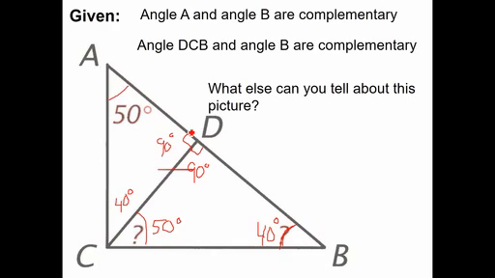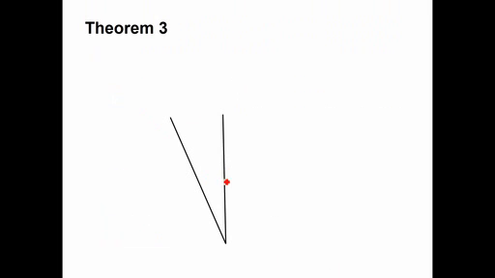Which makes sense. Since it is a triangle, this would have to be a straight line. And we've got 90 and 90. So these two angles we would say are, what's the other word we had today? Supplementary, because their sum is 180. So our third theorem of the year is coming up here.